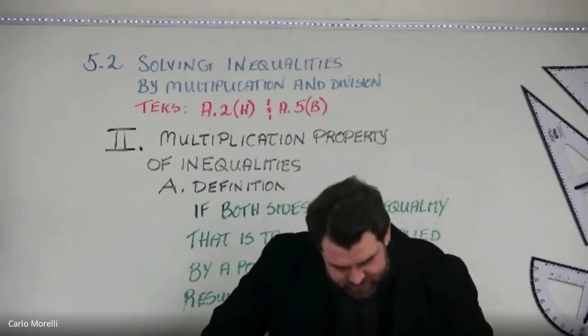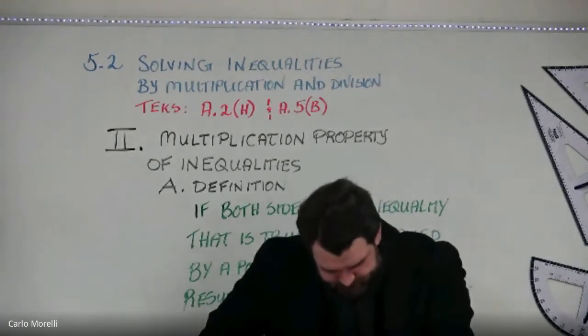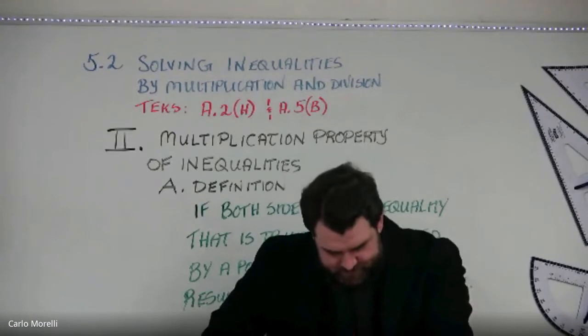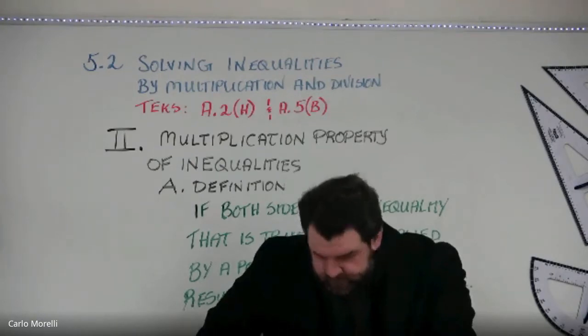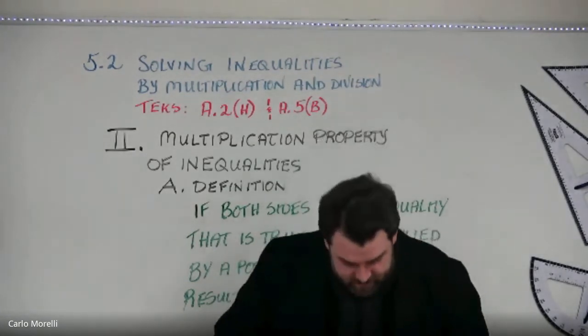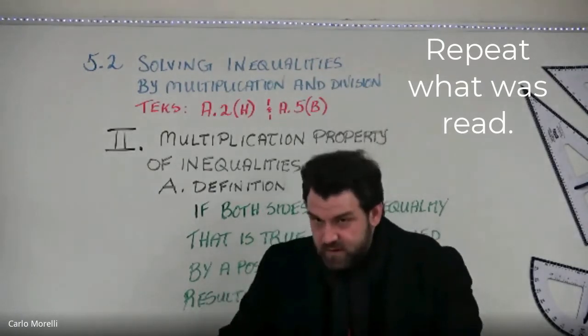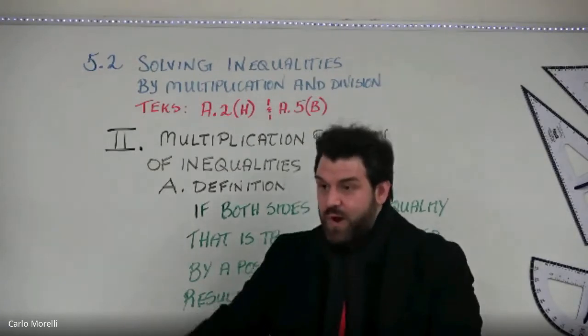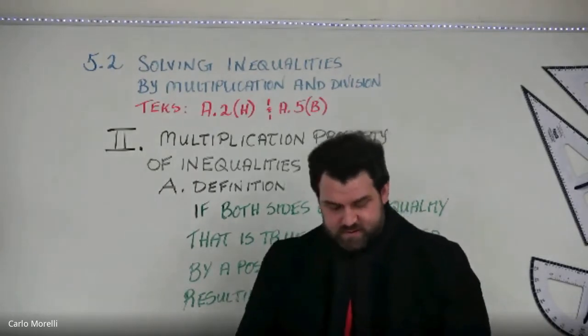Caleb, can you please read the targeted TEKS A.2h? Writing linear inequalities in 2 variables, given a table of values and graph and variable description. Very good. So write linear inequalities in 2 variables. That would be like x and y. Given a table of values, a graph, and a verbal description. The skill is write. Okay, that's the verb. Write linear inequalities.